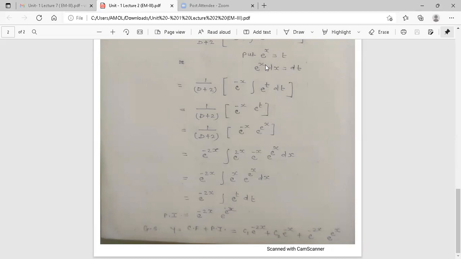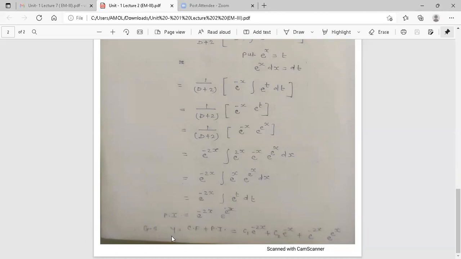Put again e raised to x is equal to t and e raised to x dx is equal to dt. So the next step is e to the power minus 2x into integration e raised to x dx is dt, and this e raised to x is t, so integration e raised to t dt. Now the integration of e raised to t is e raised to t, and the value of t is e raised to x, so put here t is equal to e raised to x. So PI is e to the power minus 2x into e to the power e raised to x.